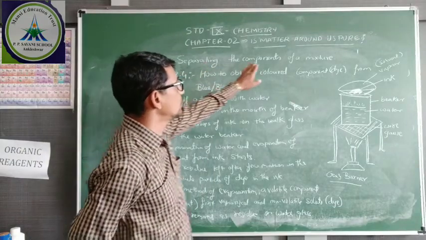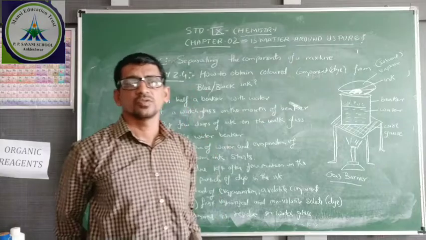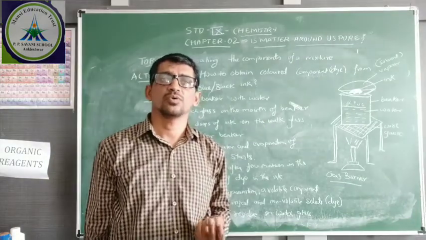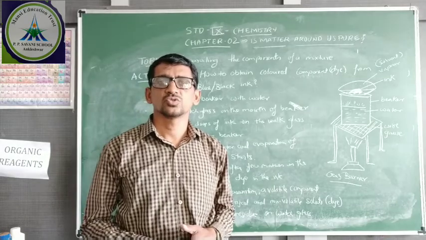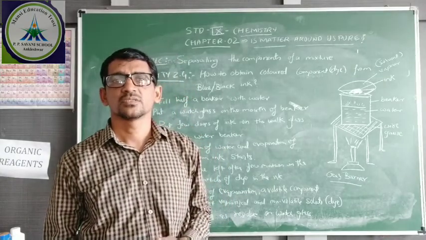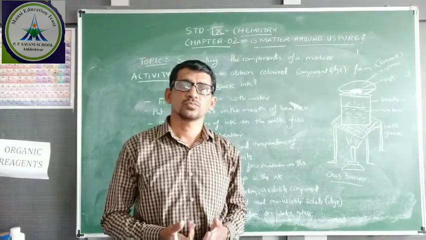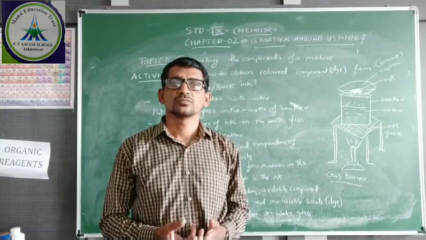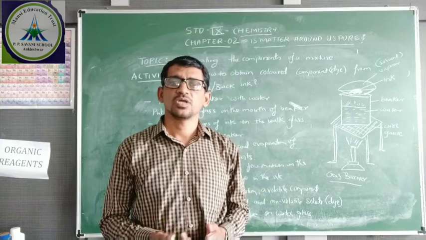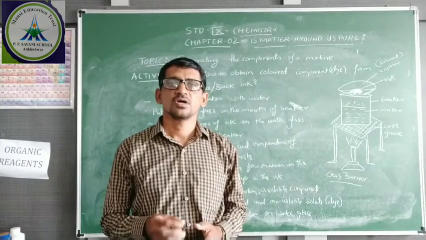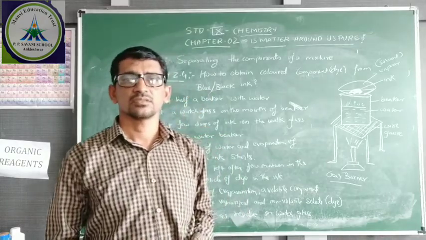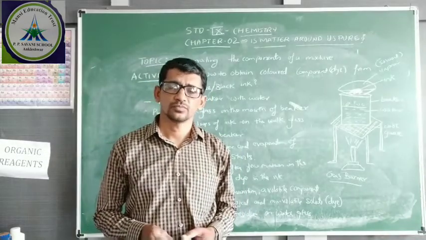So, separating the components of a mixture. A mixture has two components. First one is solute and second one is solvent. Solvent means more amount. The component which is more in the solution is known as solvent. Second, the component whose amount is less is known as solute.